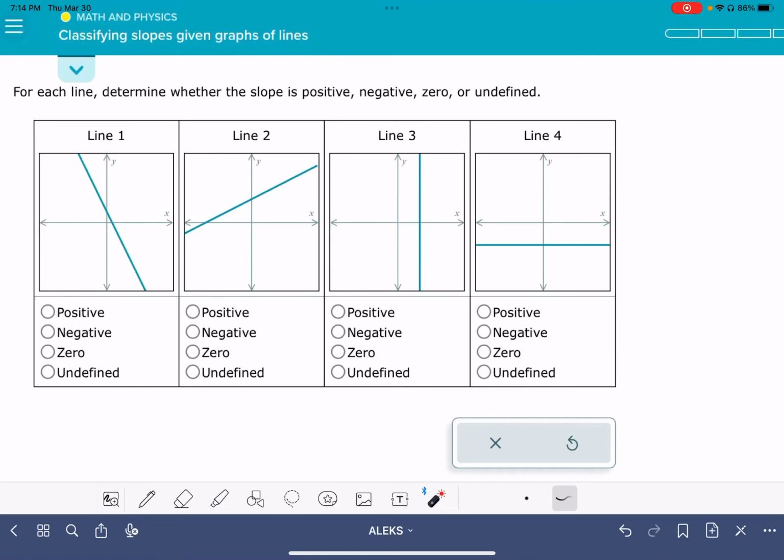In this video, we're going to work on the ALEKS problem called classifying slopes given graphs of lines. This problem is giving us 4 different graphs with 4 different lines, and it's asking us to determine whether the slope of each line is positive, negative, 0, or undefined.